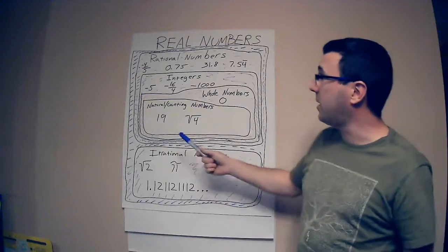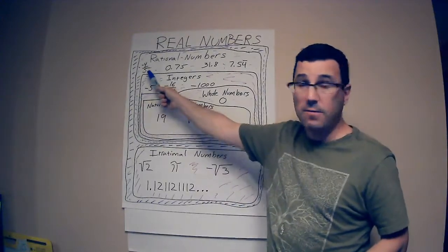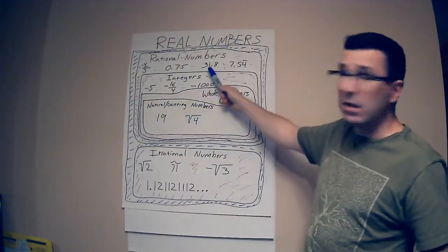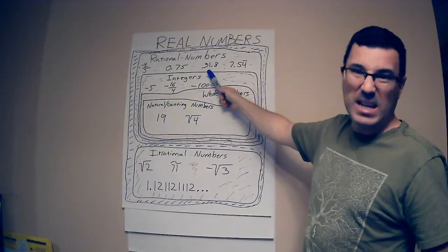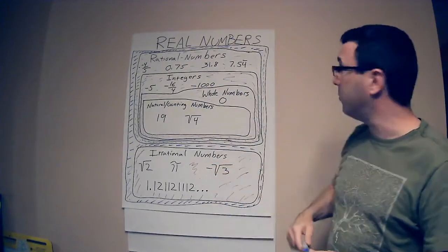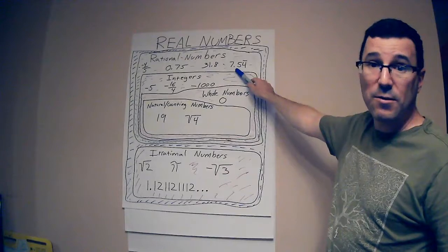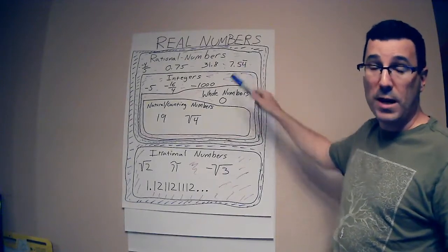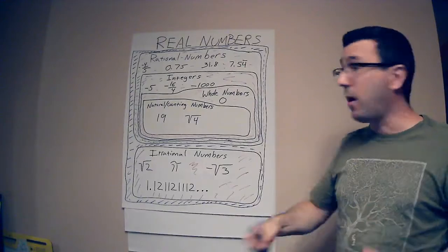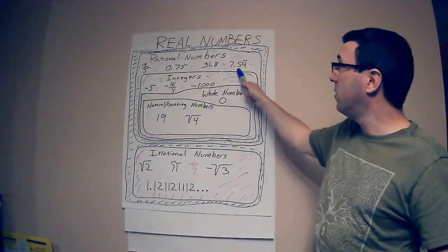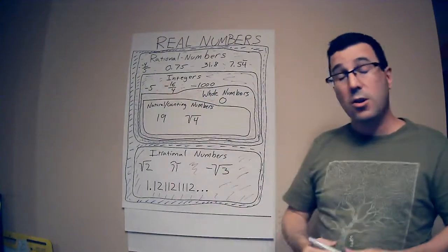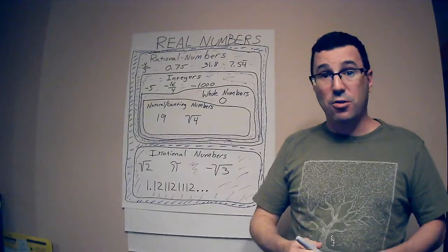Some of the examples I have are -4/5, 0.75, which is a terminating decimal, and 31.8, again a terminating decimal. And here I have 7.54 repeating, which is a repeating decimal. I can rewrite these three numbers as fractions, and this one already is a fraction. So that's why they're called rational numbers.